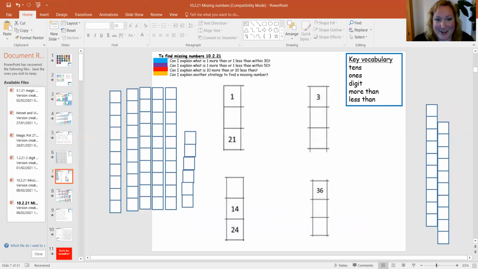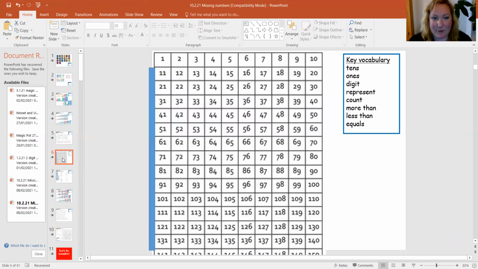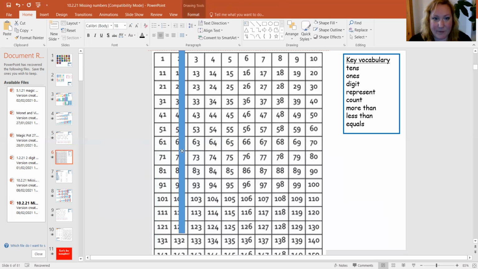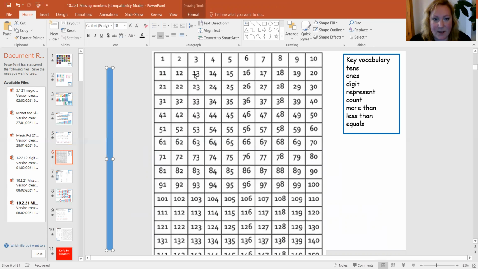If you are doing the red level of challenge today, you are going to be thinking about 10 more than and 10 less than. So let's have a look at our 100 square here. If we look at the pattern that's in the 3s column, 3, then all the way down here is 3, 3, 3, 3, 3, 3, 3, 3, 3, 3. They all end in a 3. They're going up 10 more than, which we did in spider counting earlier in the year. So we've got 0 10s, 1 10, 2 tens, 3 tens, 4 tens.